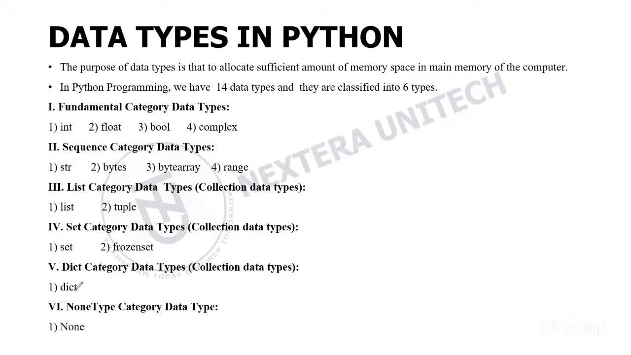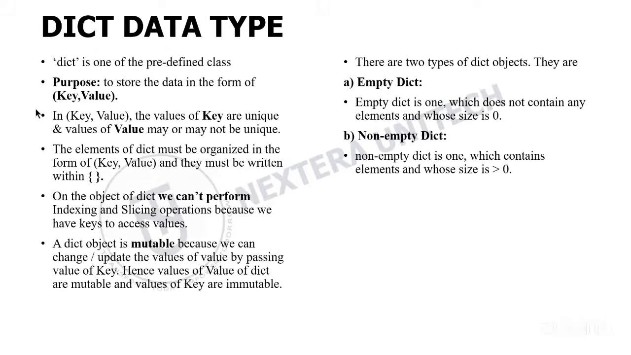Okay. And then today we'll be learning about dict category data types and NoneType category data types. So let's start. So firstly, we're going to learn about dict category data type or dictionaries.